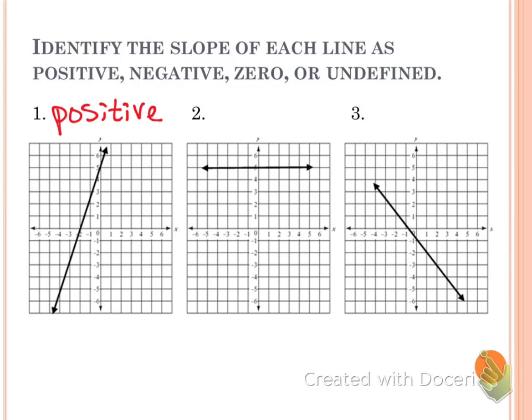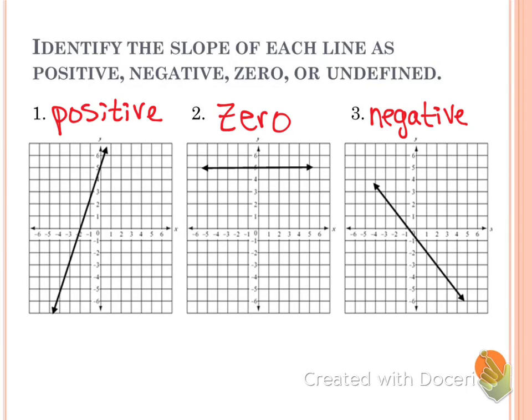What about number 2? Delaney? 0. It is a horizontal line, so it has 0 slope. And number 3, Tariana. Negative. We are going downhill on that line, so it has a negative slope. Notice that on these lines, we didn't necessarily ask for what the slope is, just if it was positive, negative, 0, or undefined.